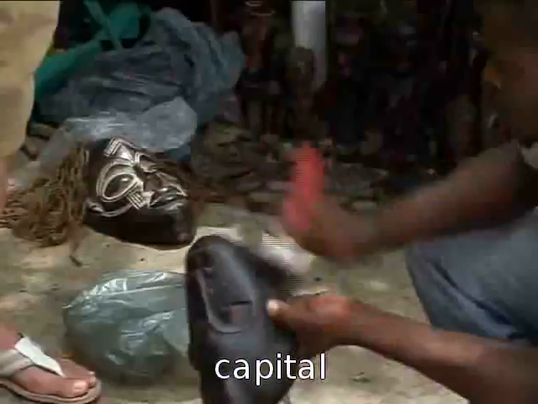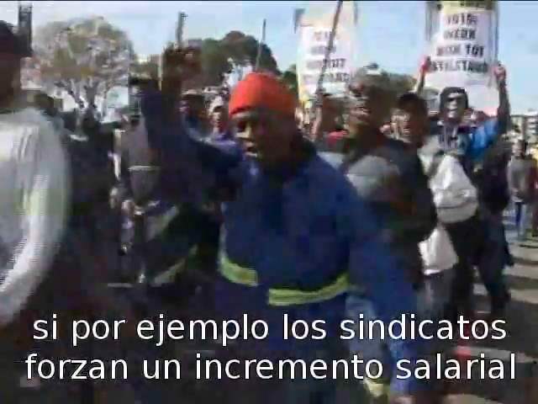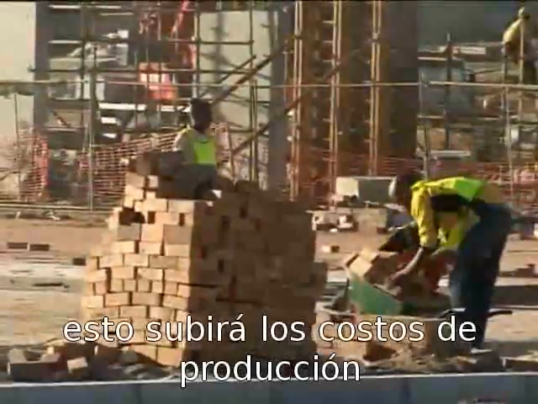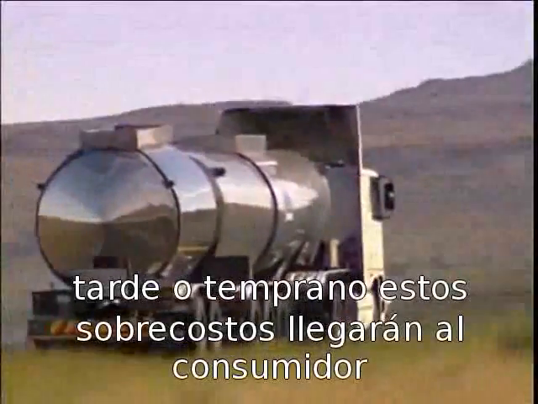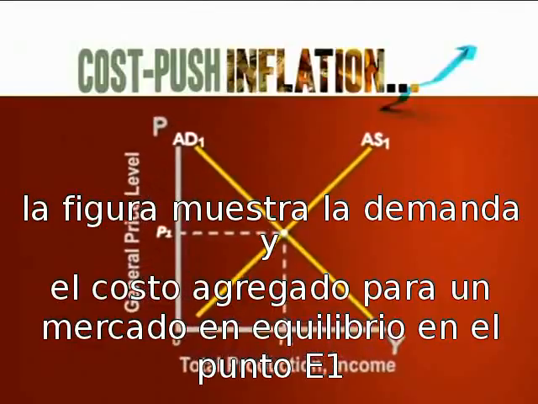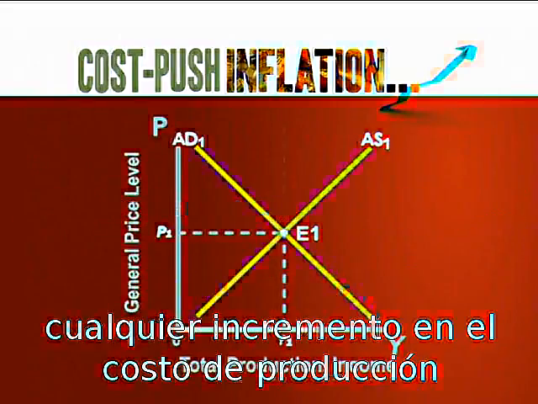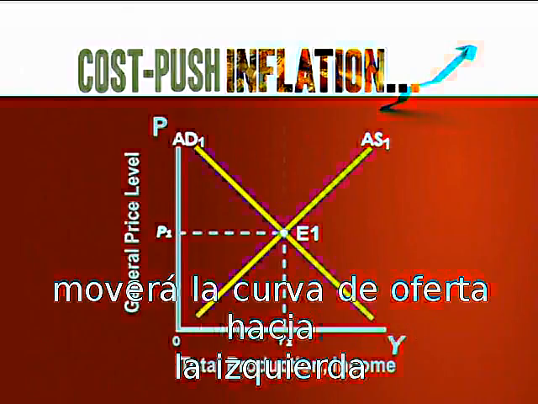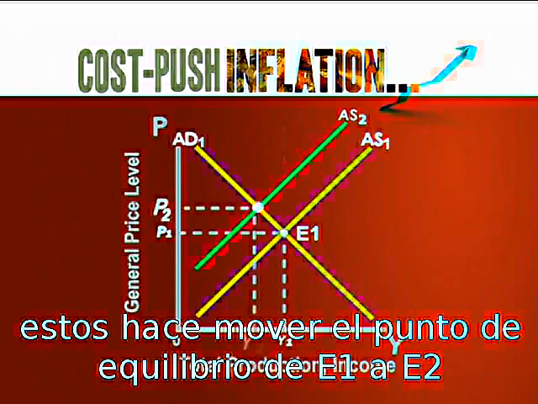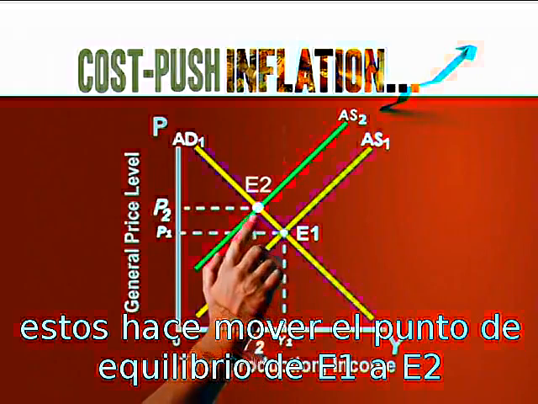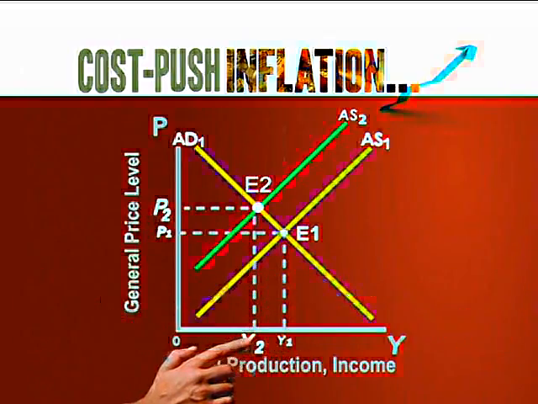Well, as the name implies, cost-push inflation occurs when there are sustained or continuous increases in any of the costs of production. Remember the four factors of production: land, labour, capital and entrepreneurship. These are factors that affect supply. If, for example, trade union pressure forces an increase in wages, this pushes up production costs. Similarly, if the oil price jumps, it pushes up the cost of transporting goods, and sooner or later this is passed on to the consumer.